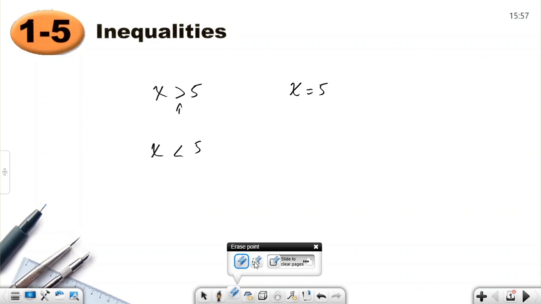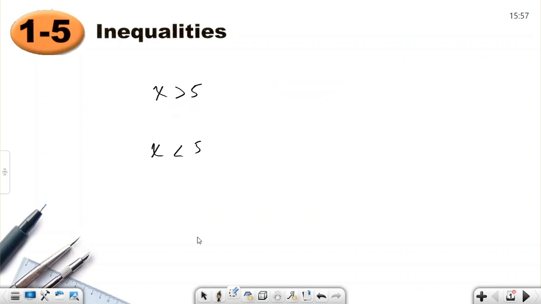Another example: these are inequalities. Today we are going to talk about how we solve one-step inequalities. Here x is not equal to 5, but there are other inequalities. I can say x is greater than or equal to 5, or x is less than or equal to 7. This time it is 7. So these are some inequalities.